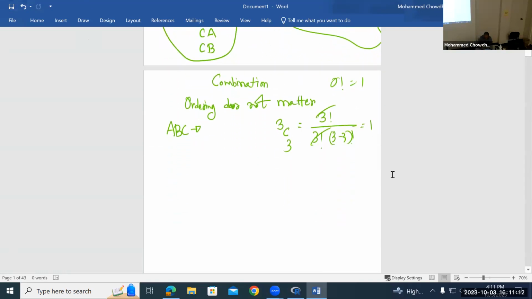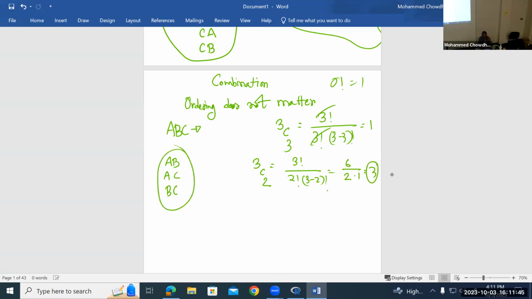Now let me convince you, ordering does not matter. 3 letters, AB, AC, and BC. All are distinct, right? AB, AC, BC, ordering does not matter, right? Now let's take a look at the formula. 3 combination of 2: factorial 3 over factorial 2 times factorial of 3 minus 2. So we got here 6, we got here 2, we got here 1, so 3. This is by computation, this is by construction.